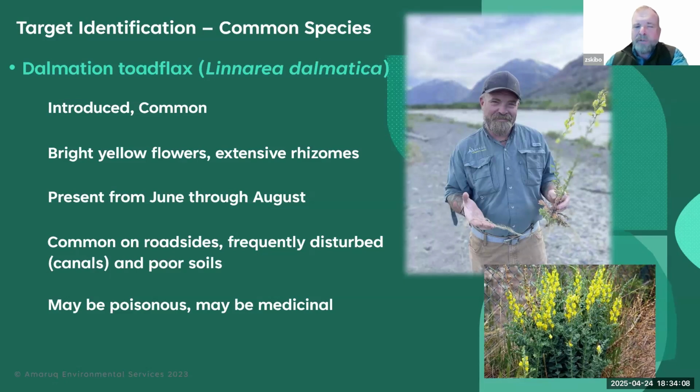The flowers are usually present from June through August. I will say in my experience that they're kind of done flowering by the end of July, particularly if we're having a dry summer. But if you start seeing yellow out on the sides of the roads and it's not mustard, it's probably toadflax. It's very common on roadsides, frequently disturbed areas, and just areas with generally poor soil. It may be poisonous. It may also be medicinal. Your mileage may vary.